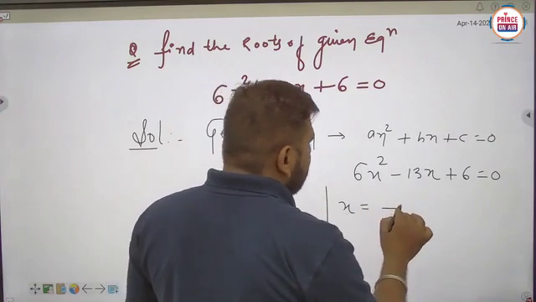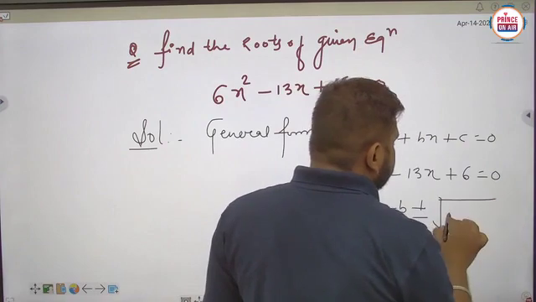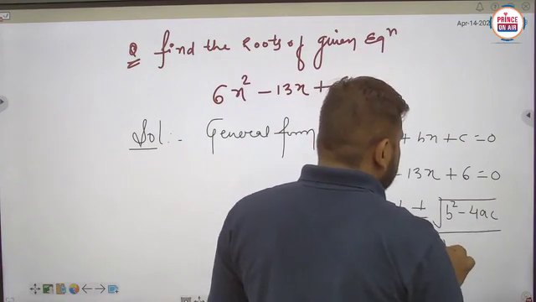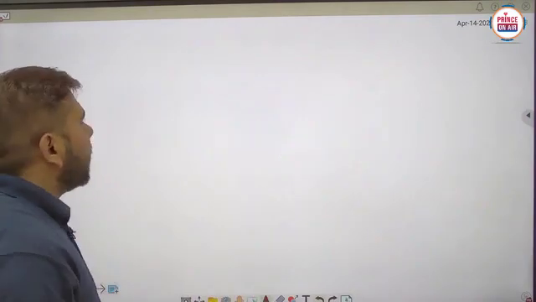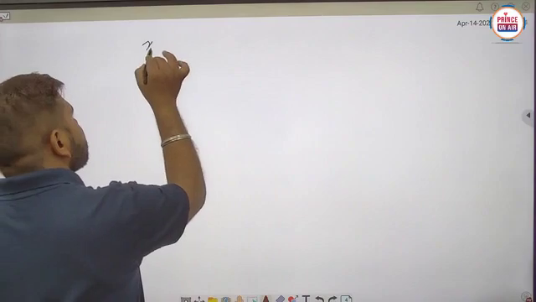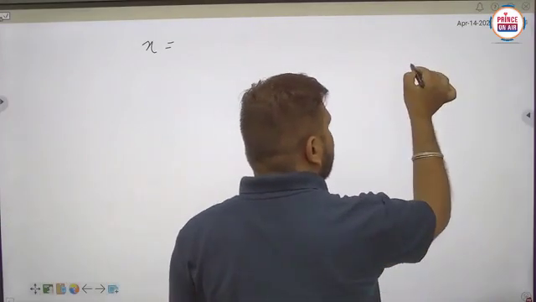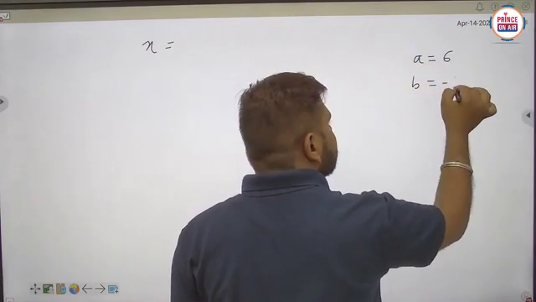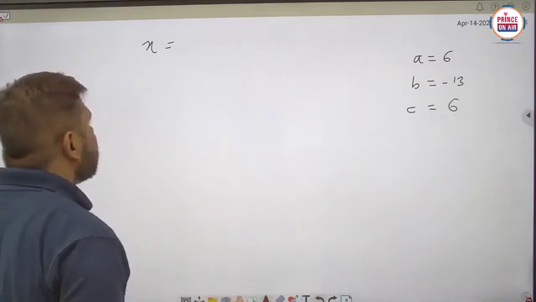x is equal to minus b plus minus under root b square minus 4ac upon 2a. Clear, beta? So, now find out the root. Here I am again writing the values of a, b, c. a is equal to 6, b is equal to minus 13 and c is equal to plus 6.